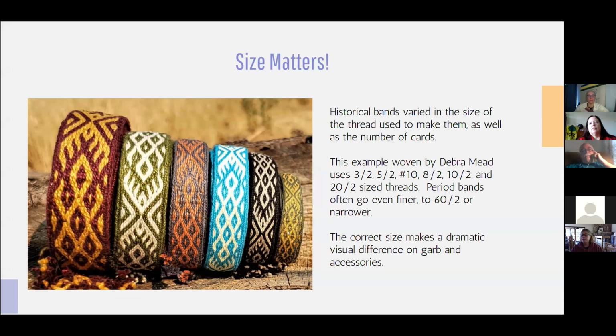This is still about 2 times too big for most historical finds. Your actual historical bands very, very frequently are closer to a 60/2 silk, especially your ornate bands that we're looking at for your fancy garb. They were very, very tiny, very finely woven thread.